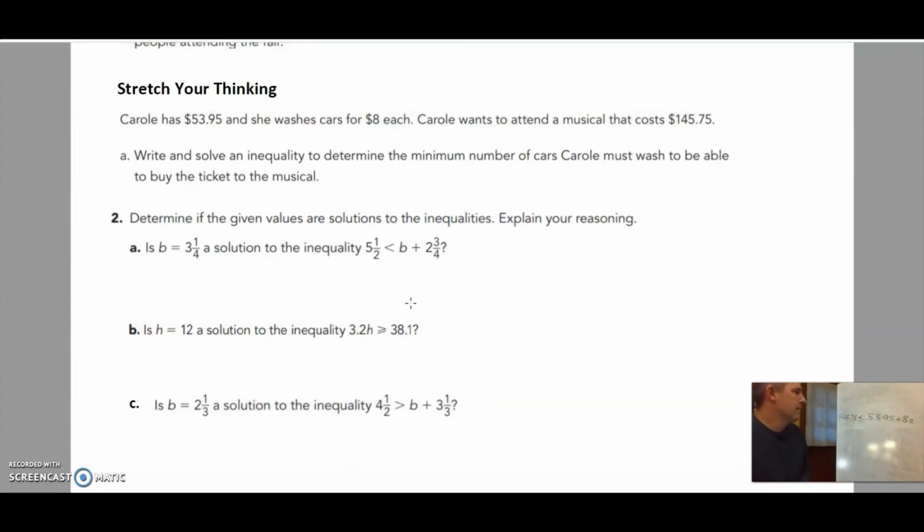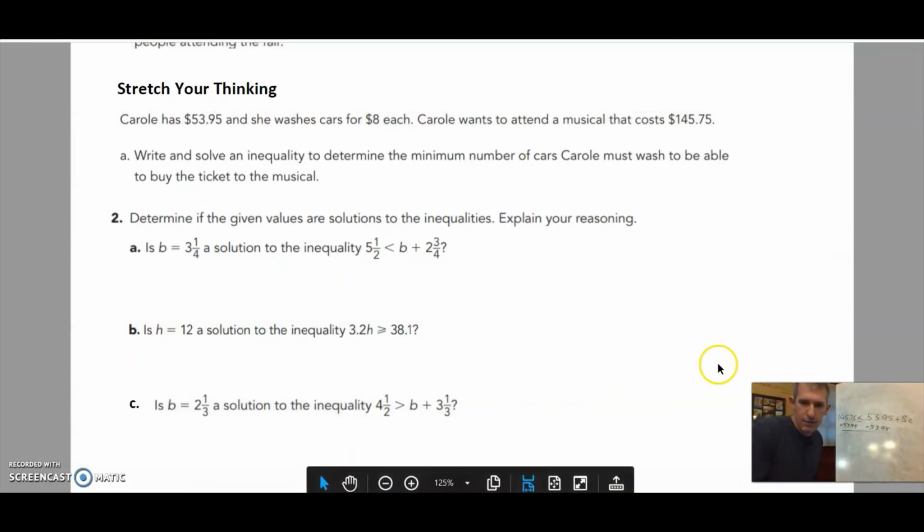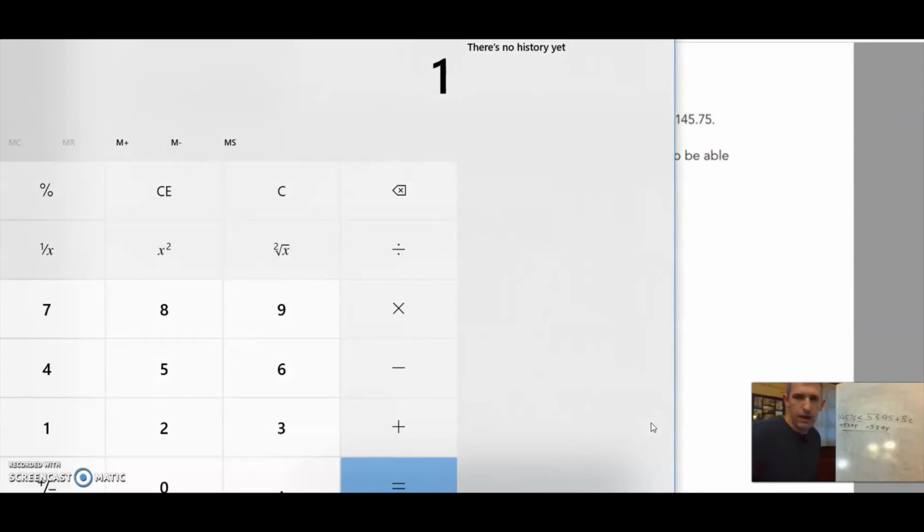Now, what do we do with that? Well, we need to figure out what C is. So we're going to take away the $53.95 that she already has from her goal. So minus $53.95. Then we're going to see what that would be using our calculator. 145.75 minus 53.95. So she still needs to earn $91.80.